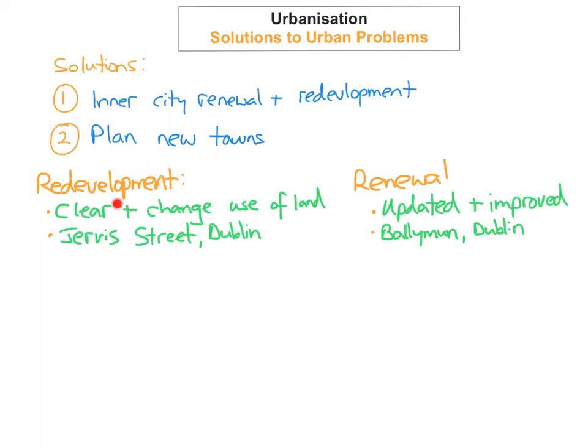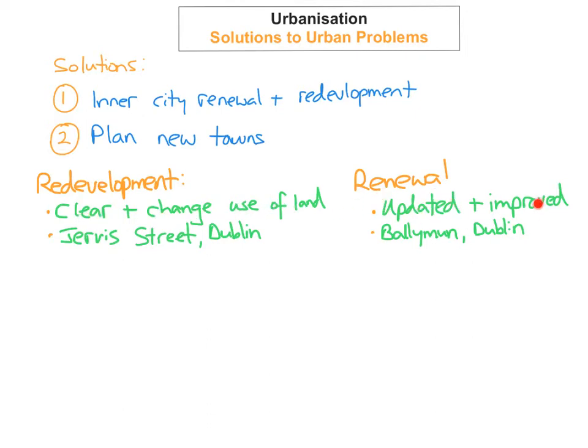And then the second thing is redevelopment. Redevelopment is when they clear the area, they usually knock it down, and they usually replace it with high-rise offices or more modern apartments. They clear the area and change the use of the land. So if there were loads of homes, they don't necessarily replace them with homes. They might replace it with offices or a car park. An example is Jervis Street, Dublin. They knocked down Jervis Street Hospital and replaced it with a public car park, so people could use it for Jervis Street Shopping Centre and for the business community. So that was a redevelopment. They cleared it and then changed the use of the land.